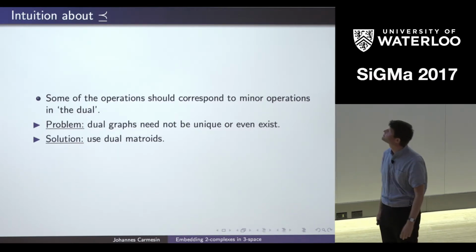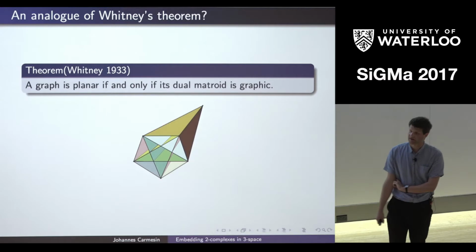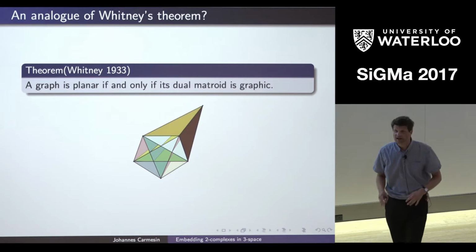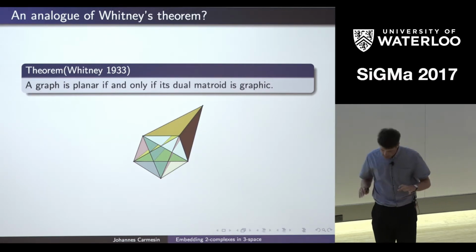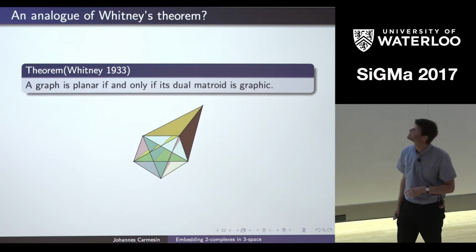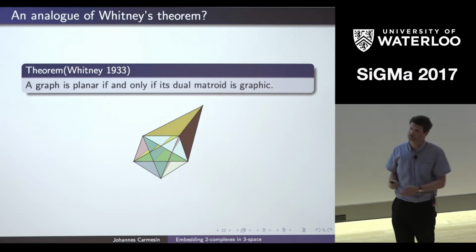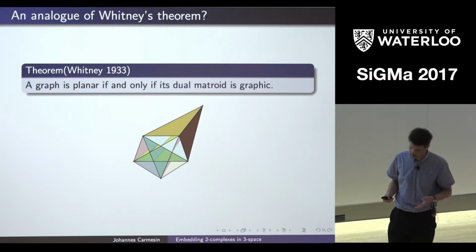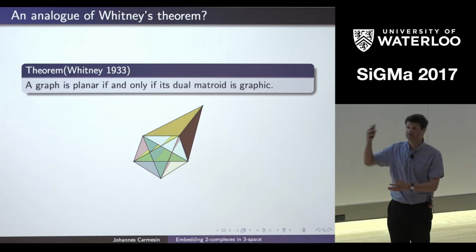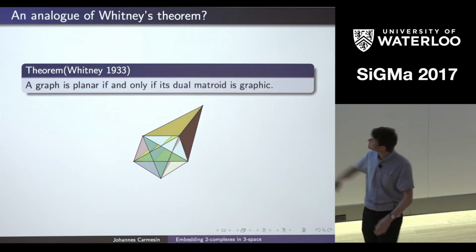Right, so let me point out 2 more advantages of this matroid perspective. Right, so Whitney proved that a graph can be embedded in the plane if and only if its dual matroid is graphic, that is, it's a cycle matroid of a graph. So it might be natural to ask whether we could have the same theorem, say, for simply connected 2 complexes. So is it true that if we have a simply connected 2 complex such that the dual matroid is graphic, is it then always true that it can be embedded in 3-dimensional space? But it's not true, and here's an example.